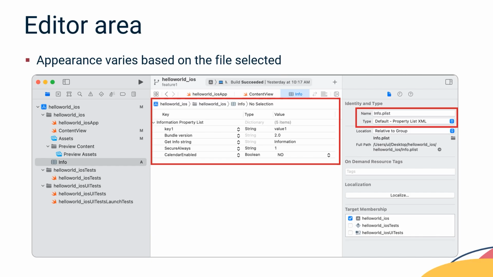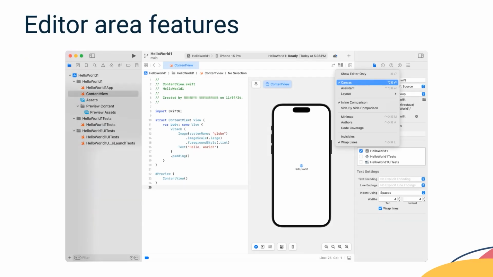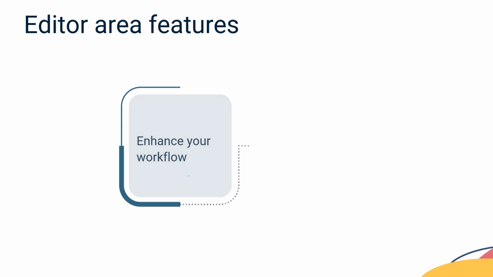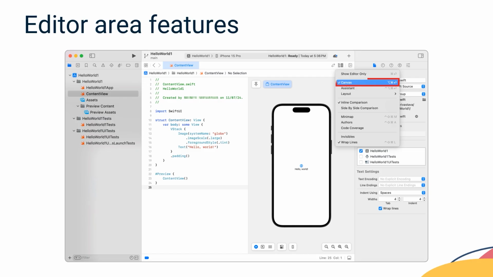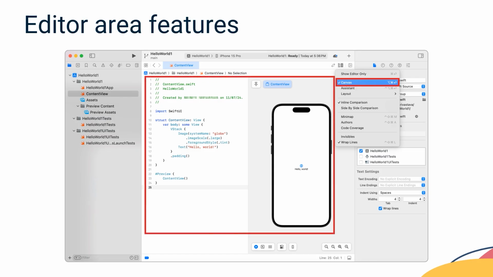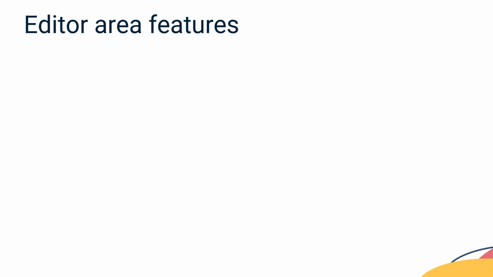Next, let's look at a few key features in the editor area: Canvas, Assistant, Minimap, and Code Coverage. These features enhance your workflow by providing additional tools and views to streamline the management and editing of project files. Canvas presents a preview of the SwiftUI interface. You can use the Layout menu to adjust the canvas position.